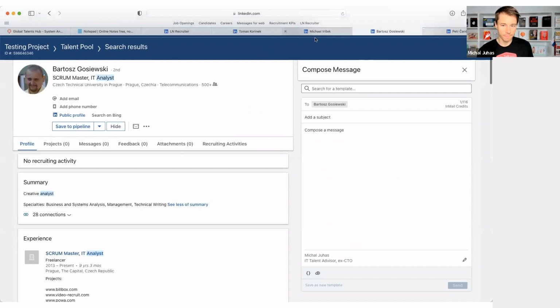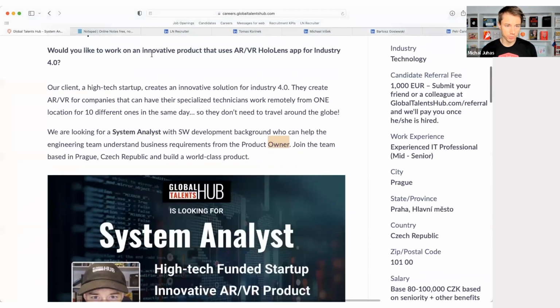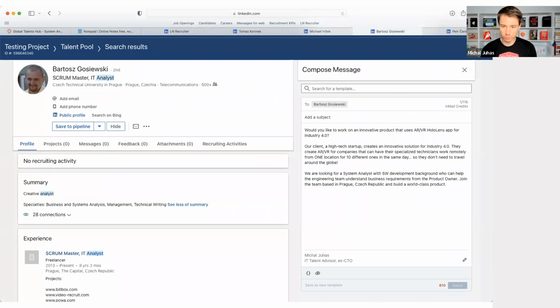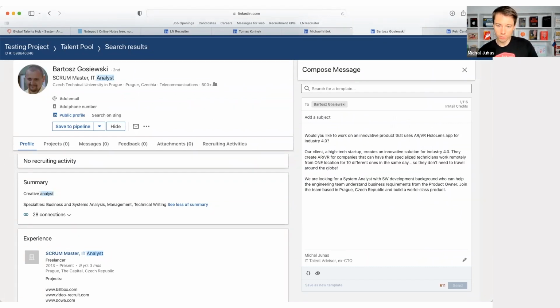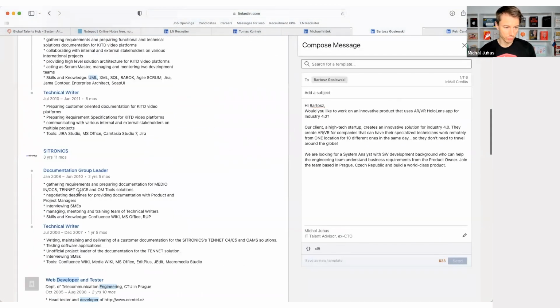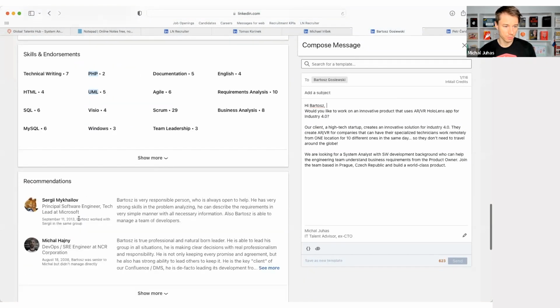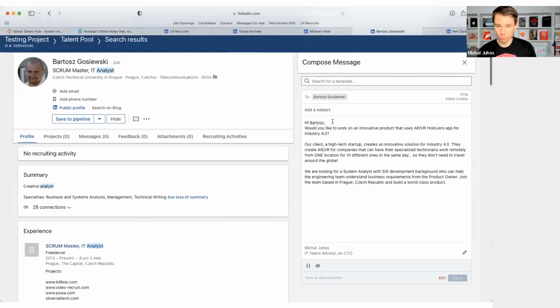So let's write him a message now. We are looking for someone to interpret the requirements, to help the product owner. I can just copy and paste some of these sentences. They're quite good. Not because I wrote them, but because the company is awesome. So would you like to work? Hi, Bartosz. He lives in Prague. The name seems to be Hungarian, so I just wonder if he worked in Hungary before. Is he from Hungary? No, we cannot see it. Anyway, moving on. Hi, Bartosz.